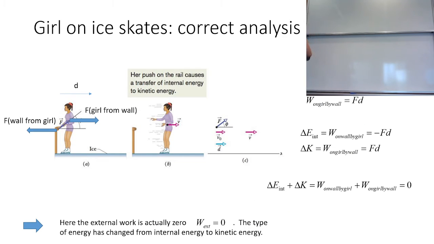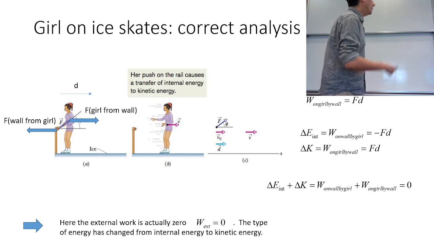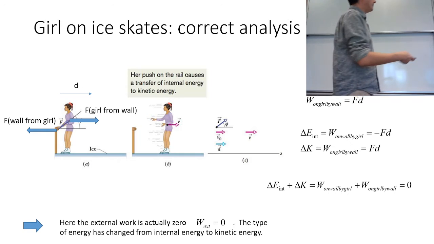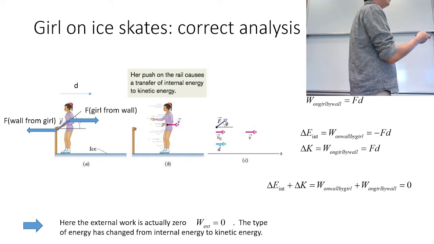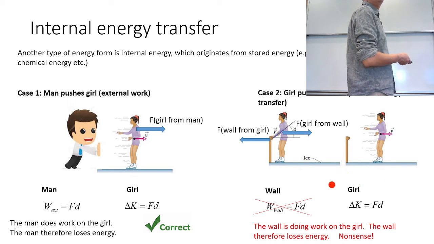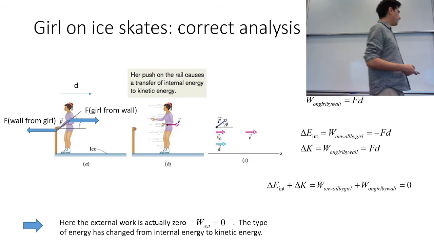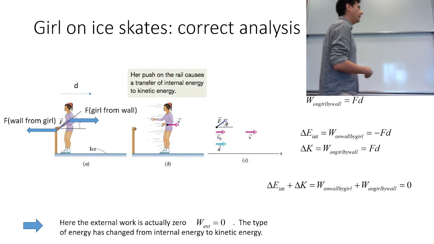So the correct way to analyze this, and this is where you need this idea of the internal energy, right? So the work done on the wall by the girl. In this case, we have to actually think of this other force, which in the analysis here we neglected. We were just looking at that force and ignored that one. But in fact, we should take that one into account, because this is eventually where the energy is going to come from.